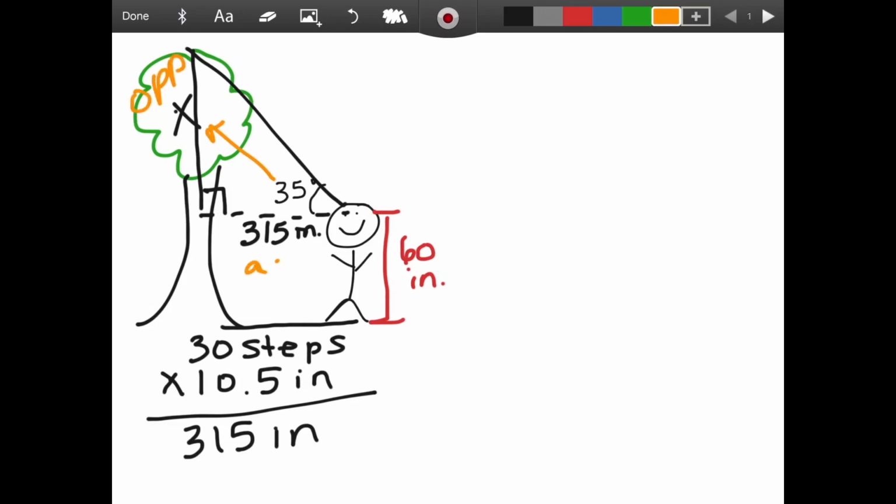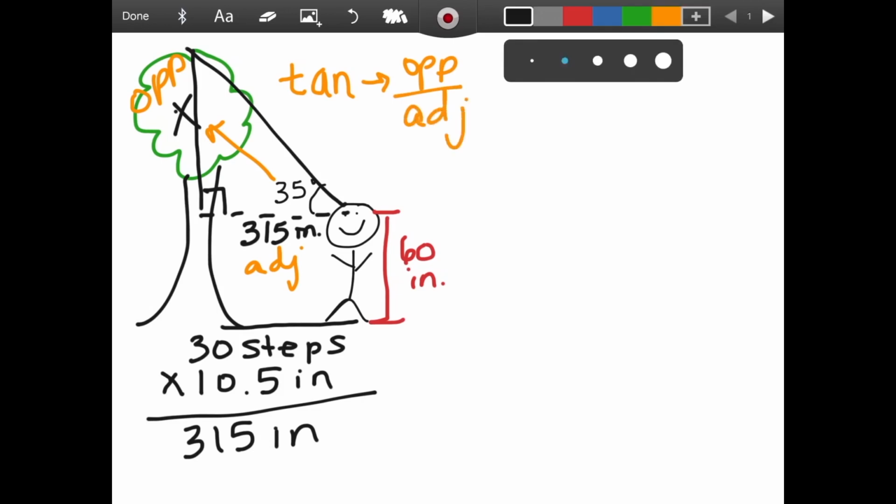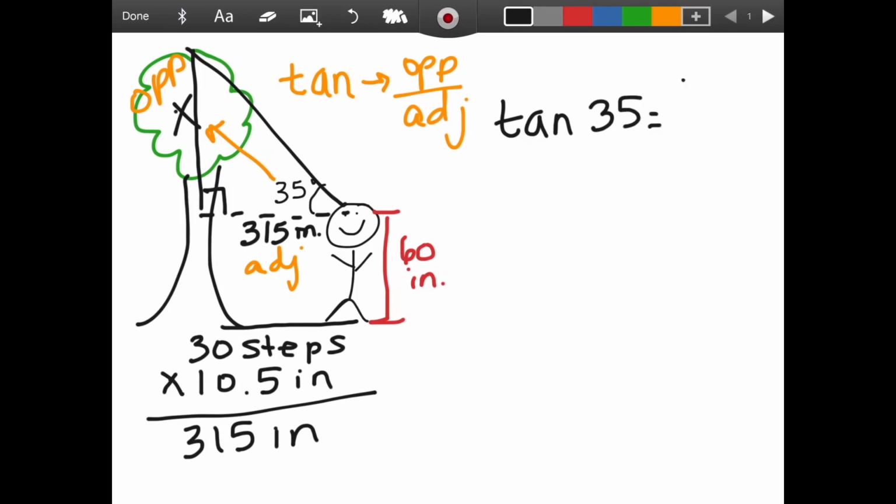So relative to the 35-degree angle, I'm using the opposite side and the adjacent. That tells me I'm going to need to use the tangent ratio. To review, the tangent is opposite over adjacent. So the tangent of 35 degrees is going to equal this opposite side, x, over the adjacent side, 315 inches.